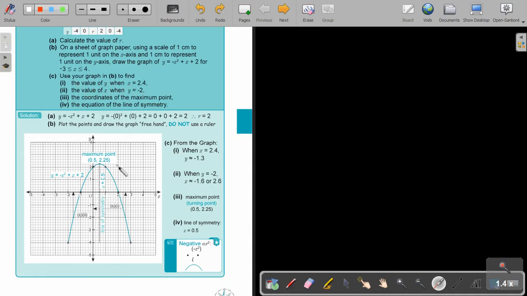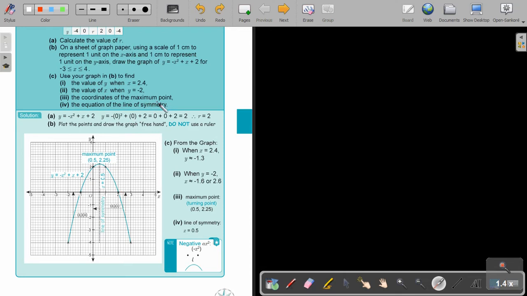The value of y when x is 2.4. So go to the x-axis, find 2.4, draw it down, and where it touches the graph, you read it, and it will be negative 1.3. And when y is negative 2, there is y negative 2. Draw the line with a ruler, and where it connects with your graph, read it down. So I will get that the value of x will be negative 1.6, this one, and 2.6, this one.